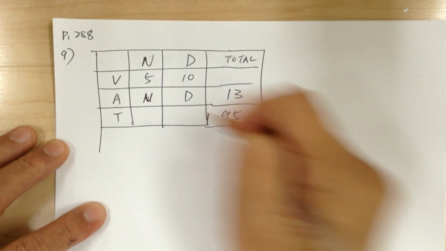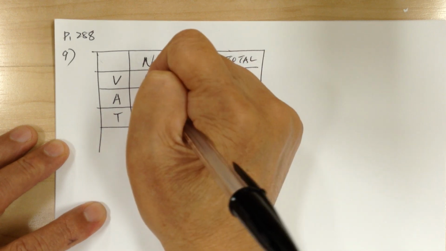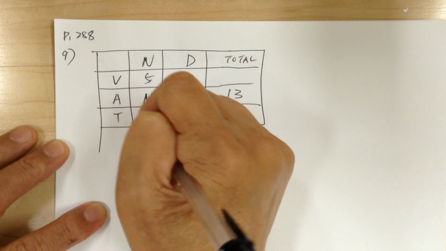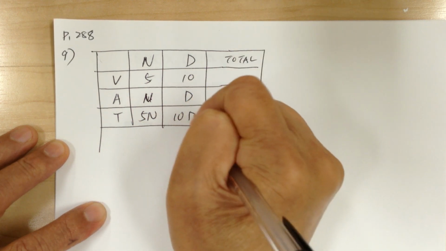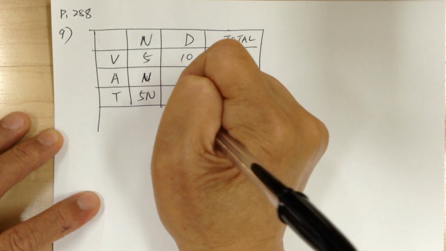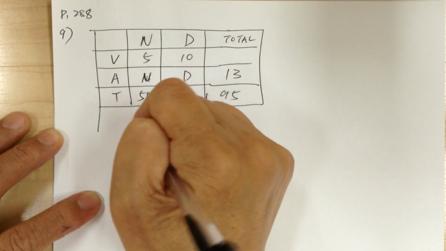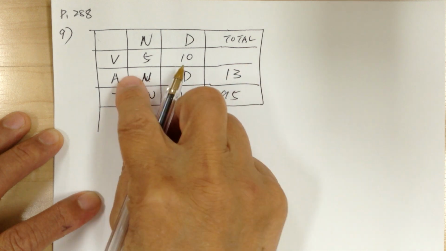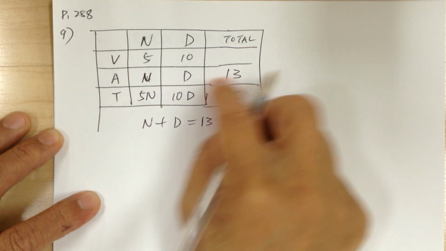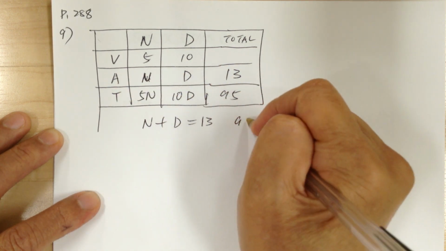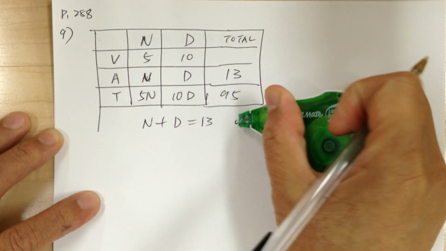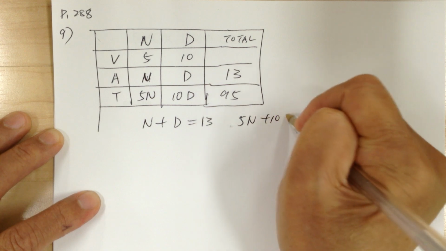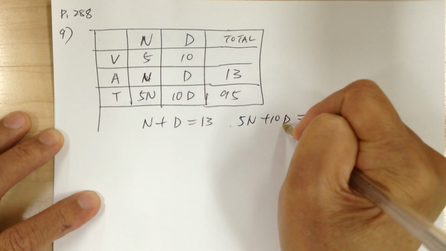So again, you multiply. The value of a nickel is 5 cents per nickel times the number will give you the total value, and it will be 10D. Again, you've got two variables, so you need to have two equations. So you got N plus D equal to 13. This is the total amount, how many, and this is the total value. So you got 5N plus 10D equal to 95.